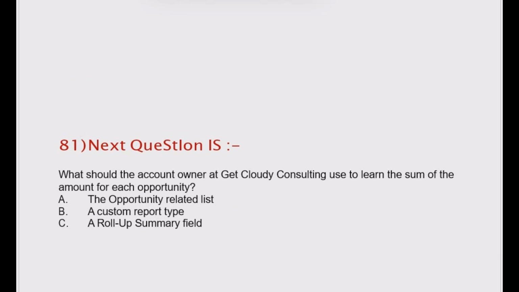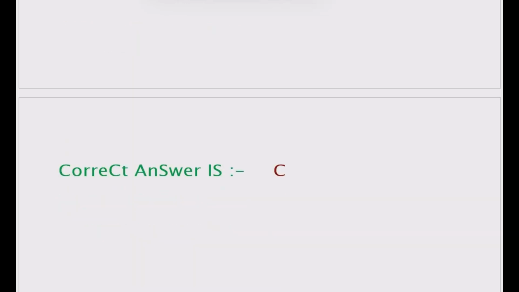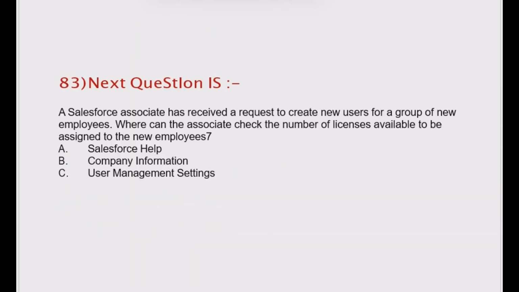Question is, what should the account owner at Get Cloudy Consulting use to learn from the sum of the amount for each opportunity? Option A. The opportunity related list. Option B. A custom report type. Option C. A roll-up summary field. Correct answer is option C.